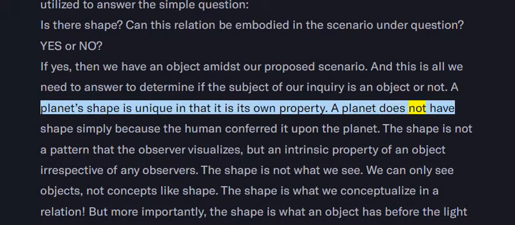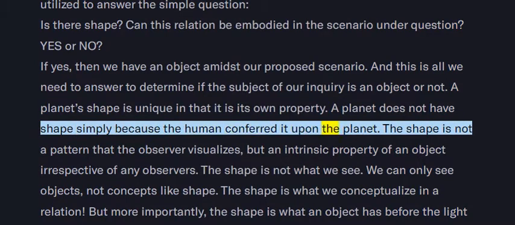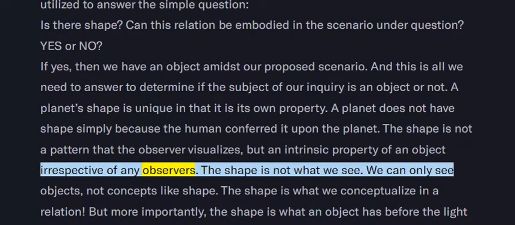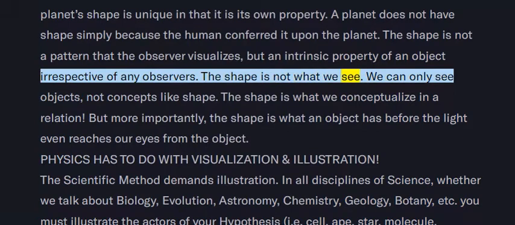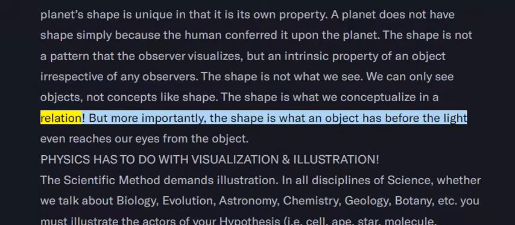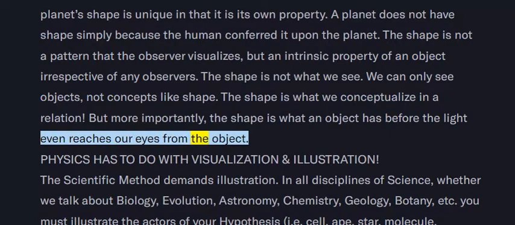A planet's shape is unique in that it is its own property. A planet does not have shape simply because the human conferred it upon the planet. The shape is not a pattern that the observer visualizes, but an intrinsic property of an object irrespective of any observers. The shape is not what we see. We can only see objects, not concepts like shape. The shape is what we conceptualize in a relation. But more importantly, the shape is what an object has before the light even reaches our eyes from the object.